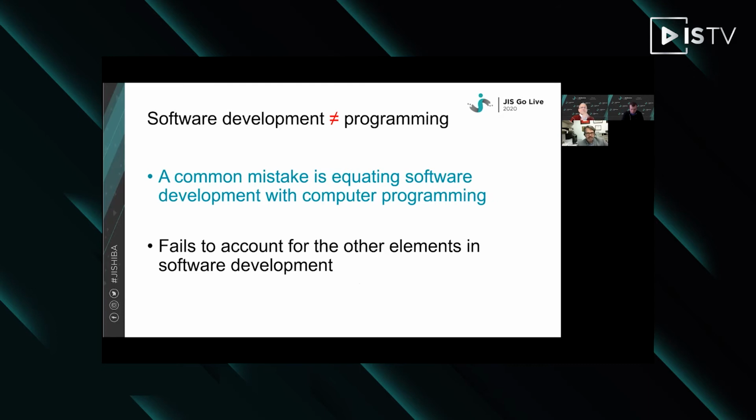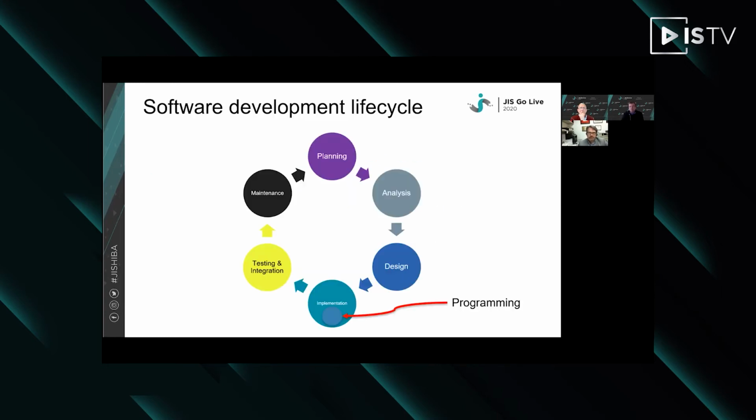I think a common mistake I alluded to earlier is thinking that software development is the same as programming. Programming computers is great. It's wonderful to have people on staff who are able to do that, but it really fails to account for the other elements in software development. If you think about programming in relationship to the software development lifecycle, it's really a very small subset of the implementation. It's not even the entirety of the implementation, because this involves a lot of other things such as training and things like that. So programming is just a tiny, tiny piece of the total software development lifecycle.